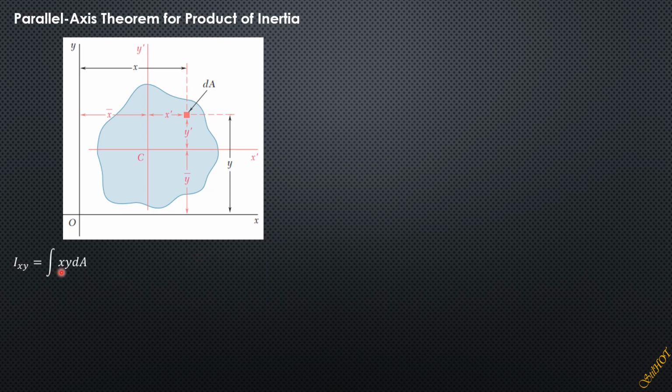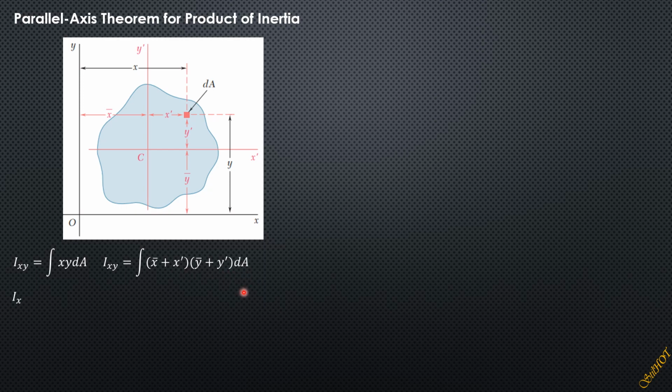Remember that x is the x-coordinate of the centroid of the differential element, and y is the y-coordinate of the centroid of the differential element. So in this case, x is barred x plus x prime, and y is barred y plus y prime. So Ixy equals the integral of (barred x plus x prime) times (barred y plus y prime) dA.